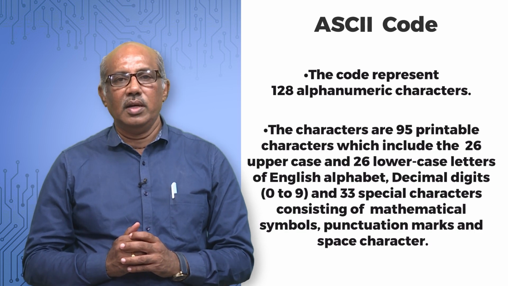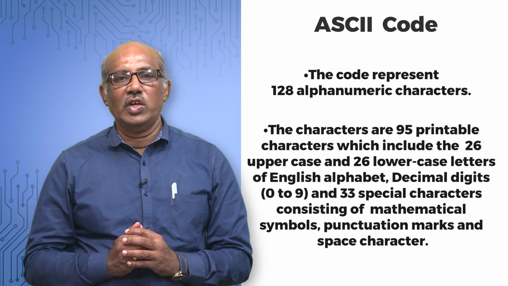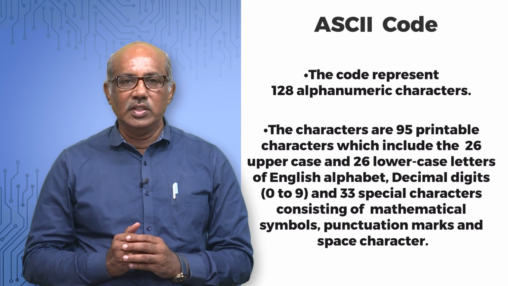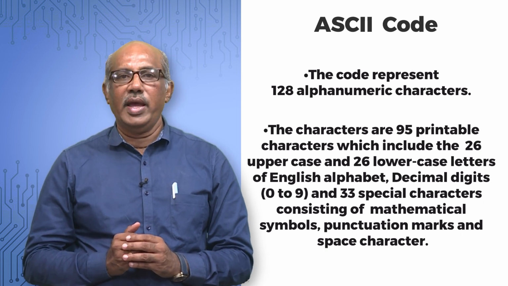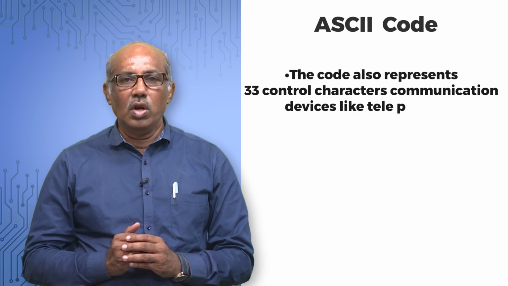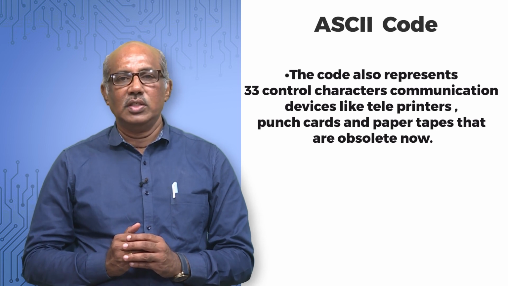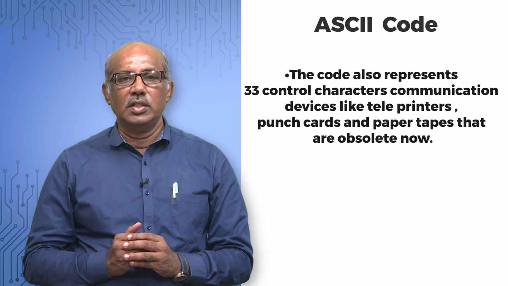The characters are 95 printable characters, which include the 26 uppercase and 26 lowercase letters of the English alphabet, the decimal digits 0 to 9, and 33 special characters consisting of mathematical symbols, punctuation marks and space character. The code also represents 33 control characters of communication devices like teleprinters, punch cards and paper tapes, which are right now obsolete.